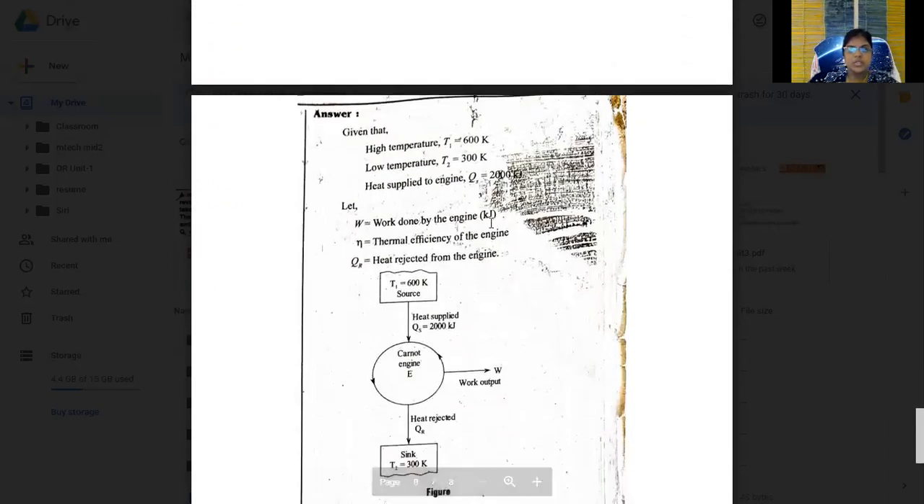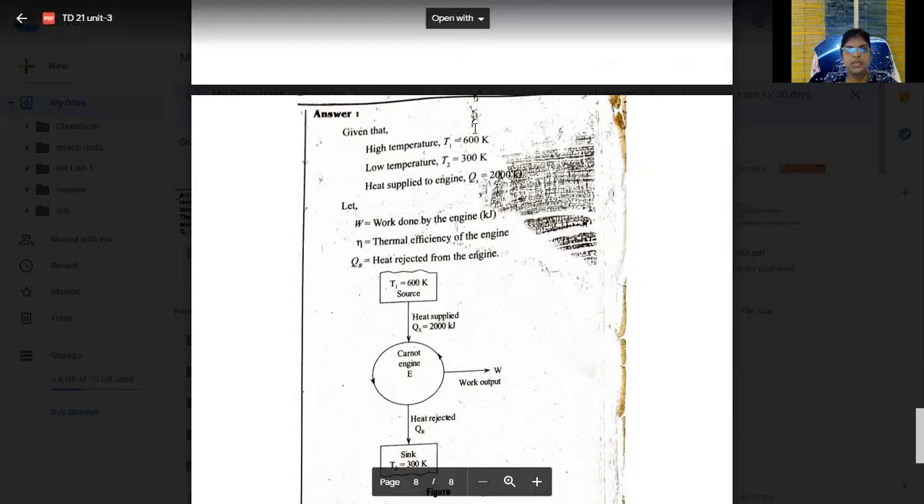Higher temperature is T1. First of all, we will consider the given data. First we will write down what the higher temperature is, what the lower temperature is, and what the heat supply is. We will write the given data first, then make a diagram very easily, and we will not get any confusion. So the higher temperature T1 is equal to 600 Kelvin.